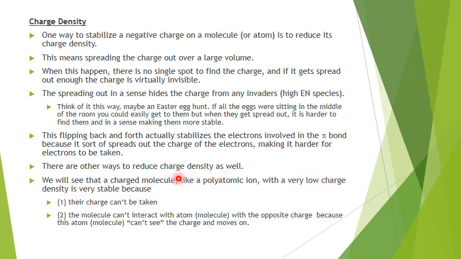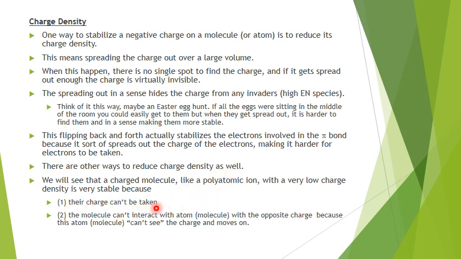Like I said, sulfate is a polyatomic ion. It has a low charge density. It's a big molecule. It has 4 oxygens and 1 sulfur. So if those 2 electrons get spread out all over that thing, it's almost impossible for somebody that's seeking out the electrons to actually grab a hold of the electron because it's spread out.